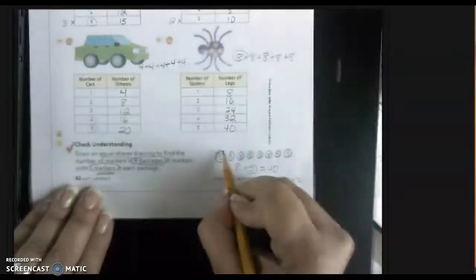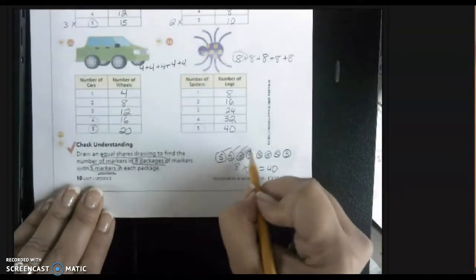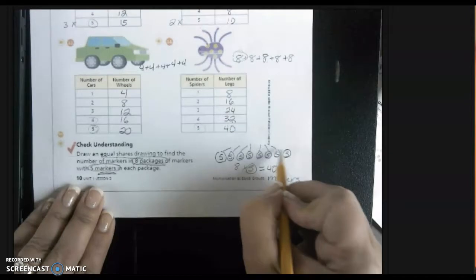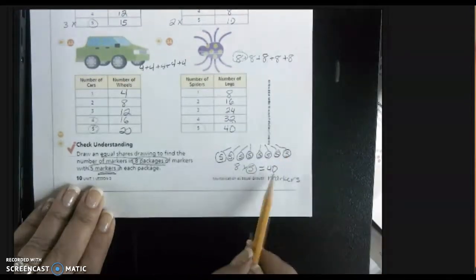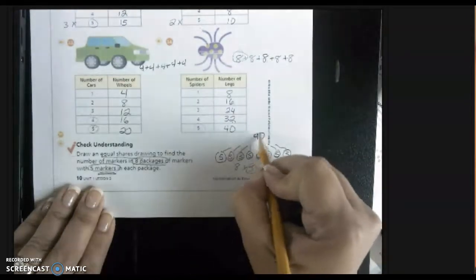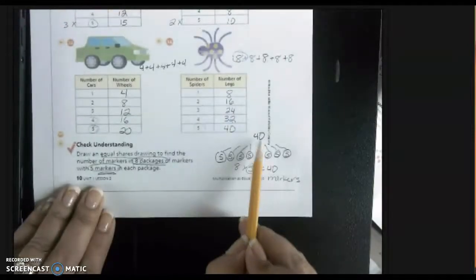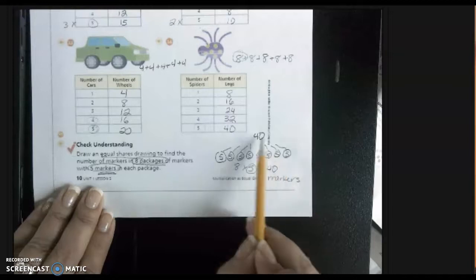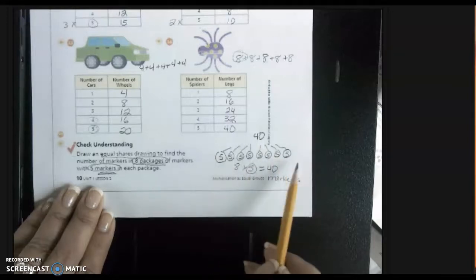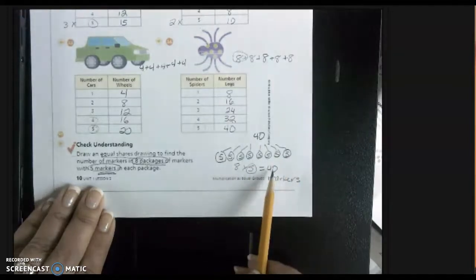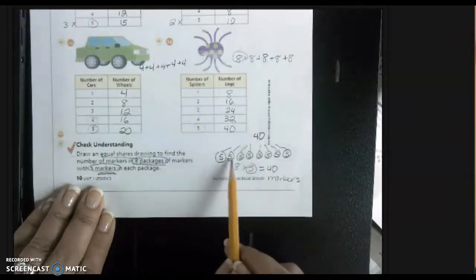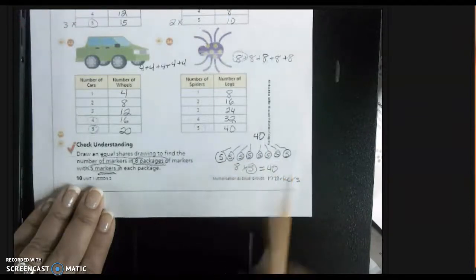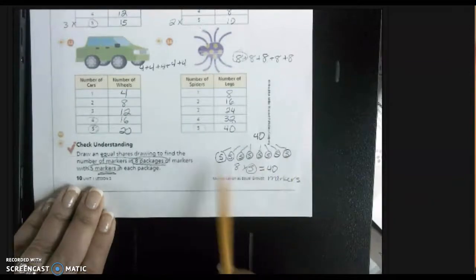And then I'm going to put the product up on top as well, because this is an equal share drawing. So I can see that I have 40 total markers, and I am sharing them among 8 groups. And if I share them equally, because they all have to have the same amount, otherwise it's not going to work out, I get 5 markers in each group. It's equal sharing. They're all equal.